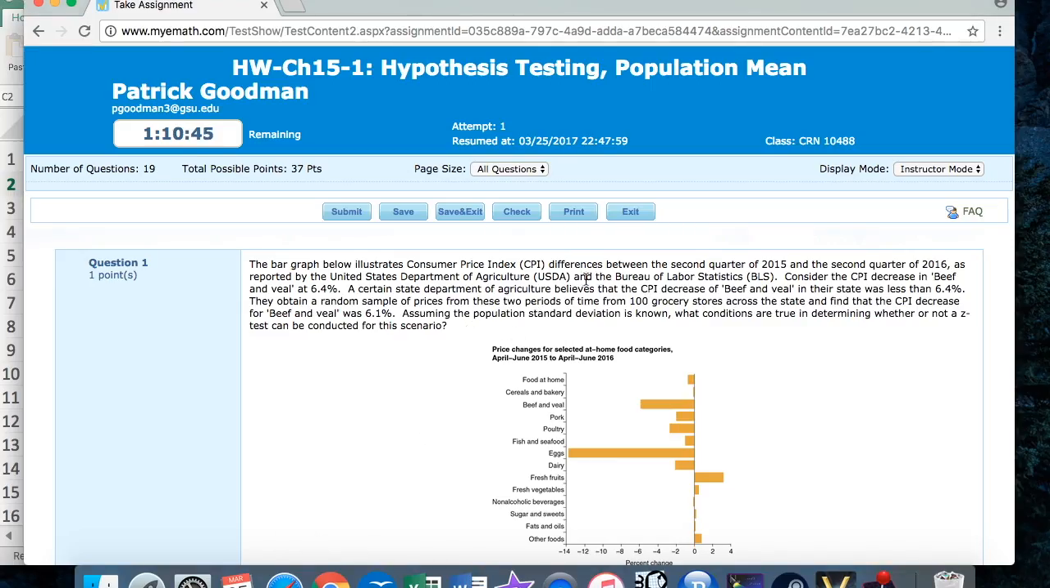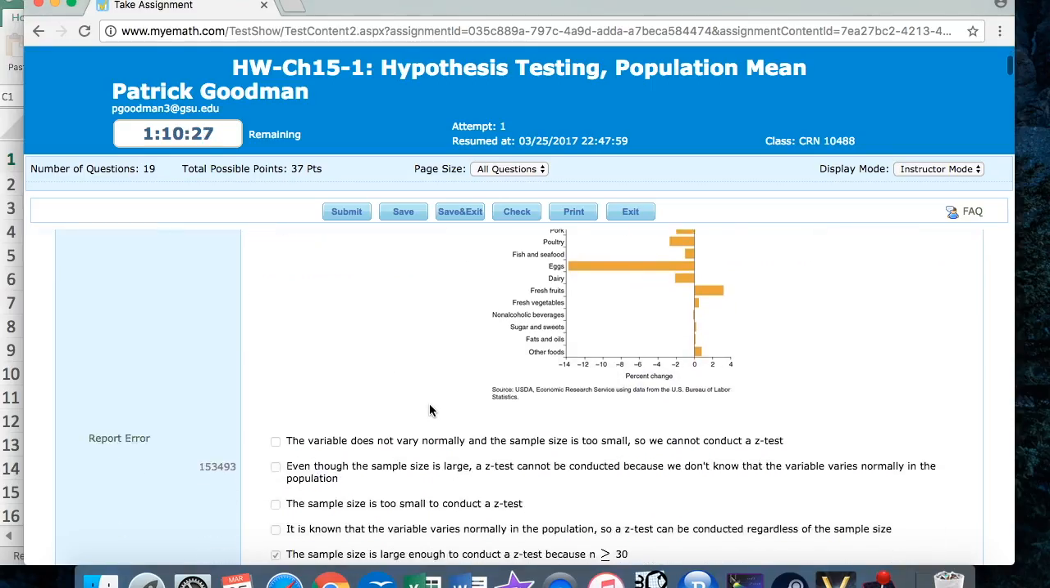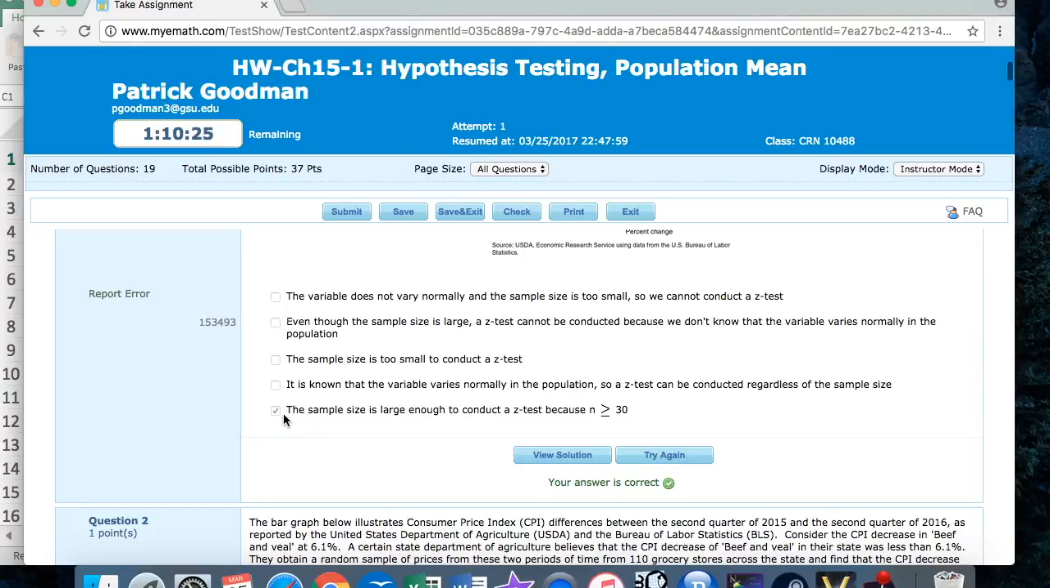I don't see anywhere where it says our population is approximately normally distributed, but we do see this. Look at our n. Our sample size is 100. So n is greater than 30, and we know the population standard deviation, so we can use a z-test. That's all we have to say here: sample size is large enough to conduct a z-test because n is greater than or equal to 30. Okay? So that's all you have to do.